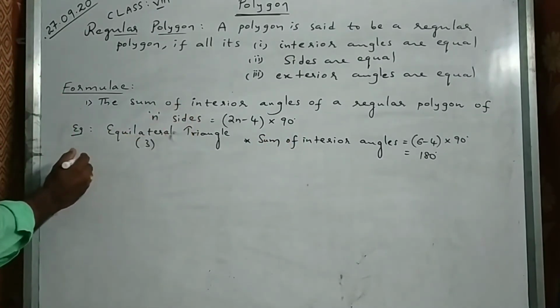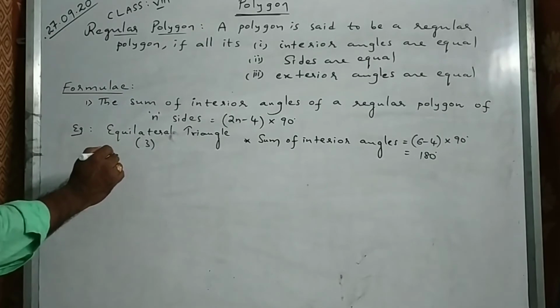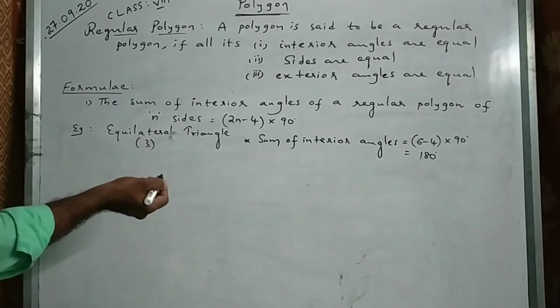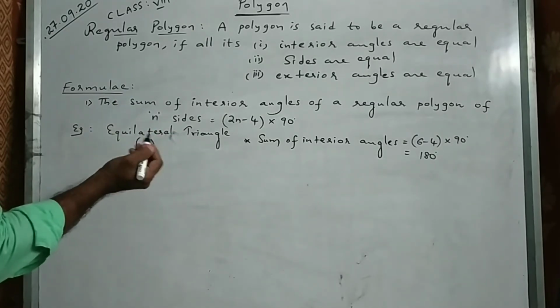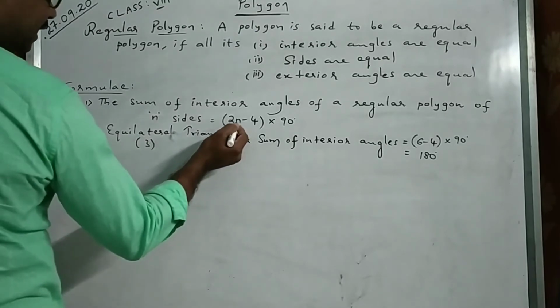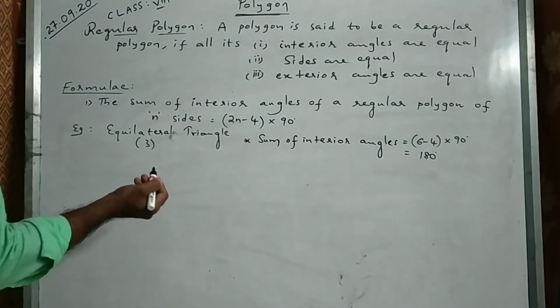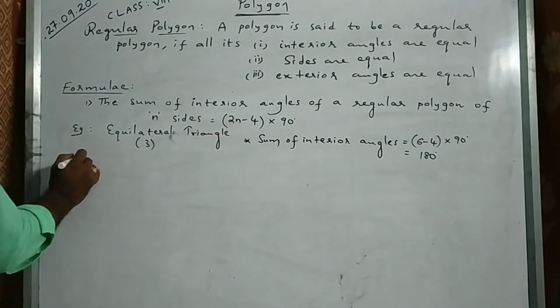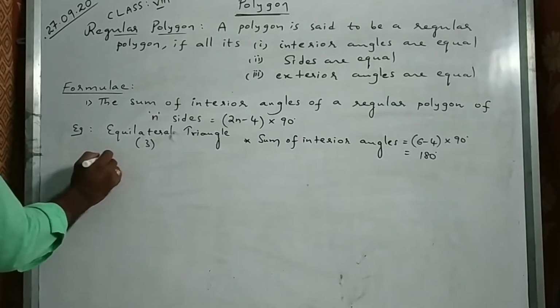So this formula we can use for any regular polygon, like a regular hexagon or regular pentagon. For a regular hexagon, in the place of n keep 6, okay? You will get the answer. We will do some problems, you can understand.